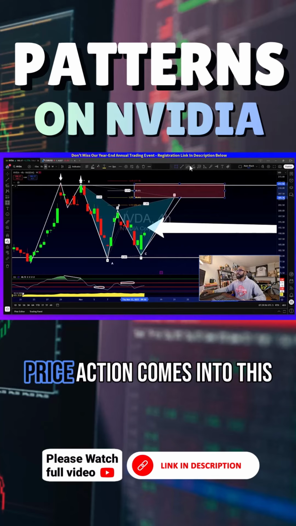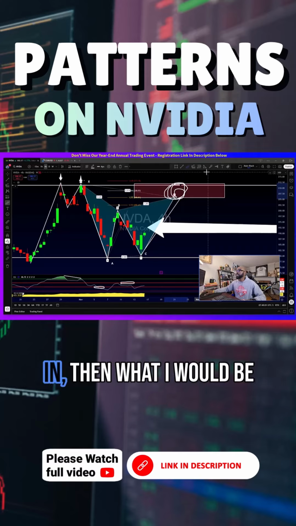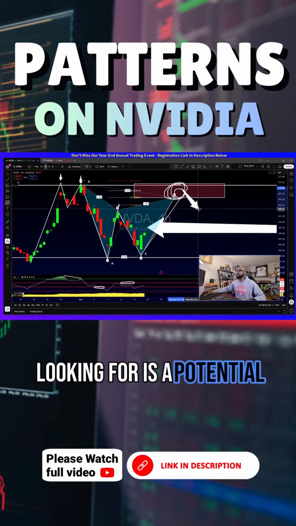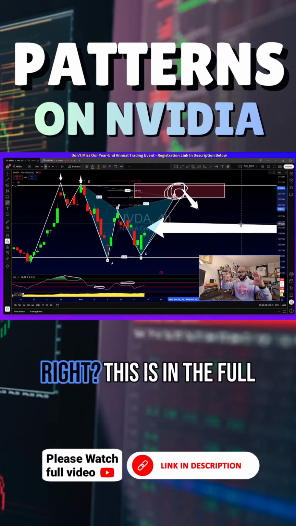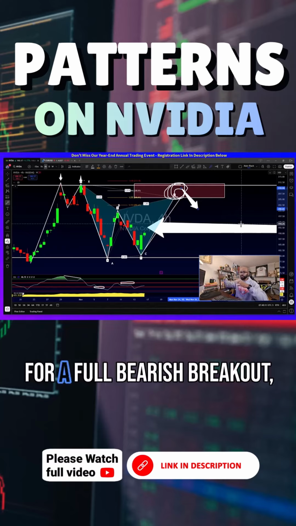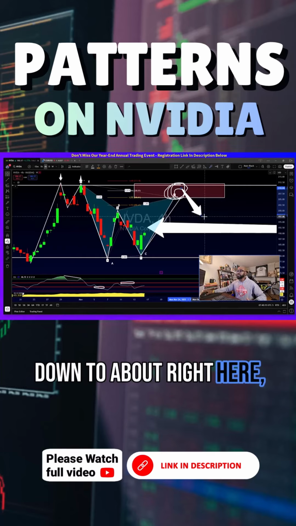So if price action comes into this magical zone that I just drew in, then what I would be looking for is a potential short-term short. Very big emphasis on short term, right? This isn't a full reversal. We're not looking for a full bearish breakout, just a short-term move back down to about right here, right?